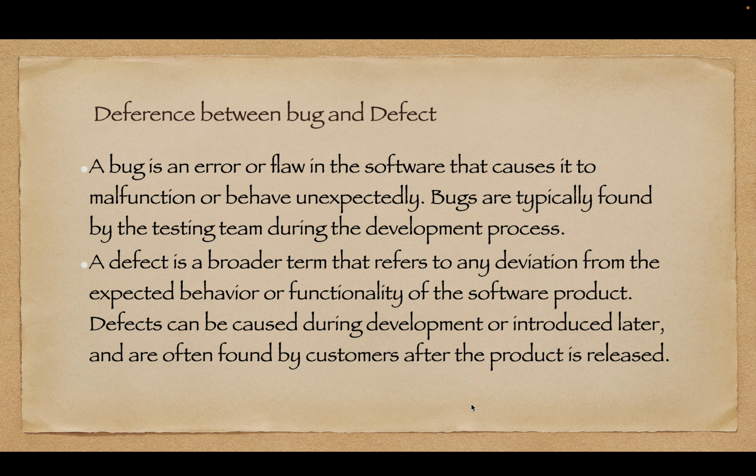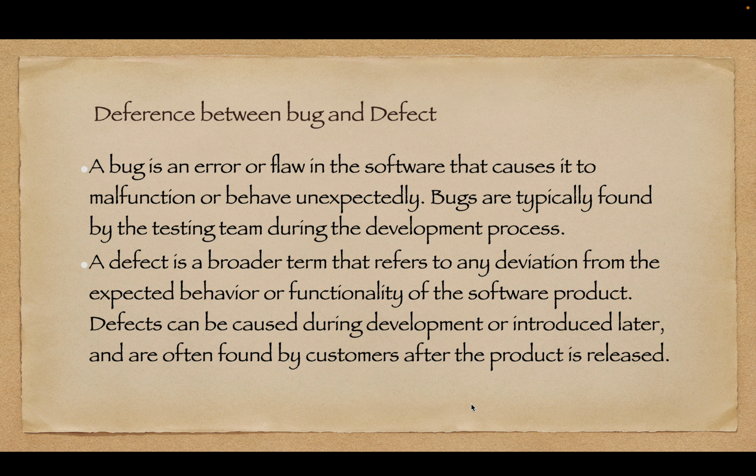of a software product. Defects can be caused during development or introduced later, and are often found by customers after the product is released. So basically bugs are coding errors or mistakes made by developers during the implementation phase, but defects can arise from various sources including poor design, incorrect assumptions, or changes in the environment, not just coding errors.